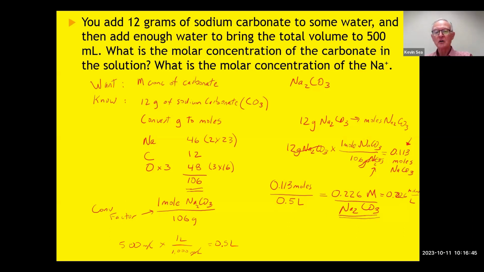Well, we have one carbonate, right? Carbonate's one of our polyatomic ions that we're memorizing. If we have one carbonate ion for every one sodium carbonate, the moles of carbonate are the same as the moles of the total. It's 1-to-1. So we have 0.226 molar CO3 in 0.226 molar sodium carbonate.